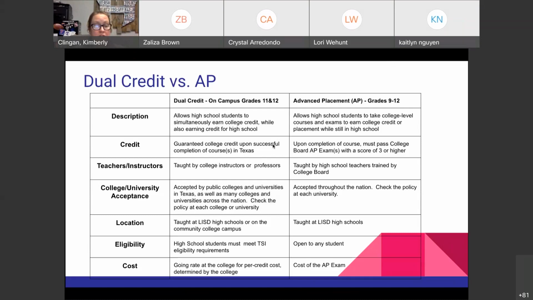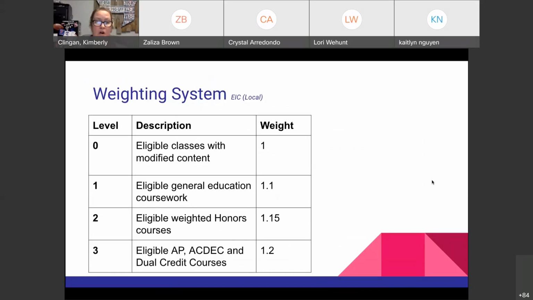Dual credit courses are taught at LISD high school campuses, and students can also take the classes on the community college campus, whereas AP is only taught through LISD high schools and through VLA. Any student can sign up to take AP classes, whereas with dual credit, students have to meet TSI eligibility. For dual credit, students have to pay for the classes up front, and for AP, the only cost is the cost of the exam. And again, we'll go over more of that at our meeting tomorrow.